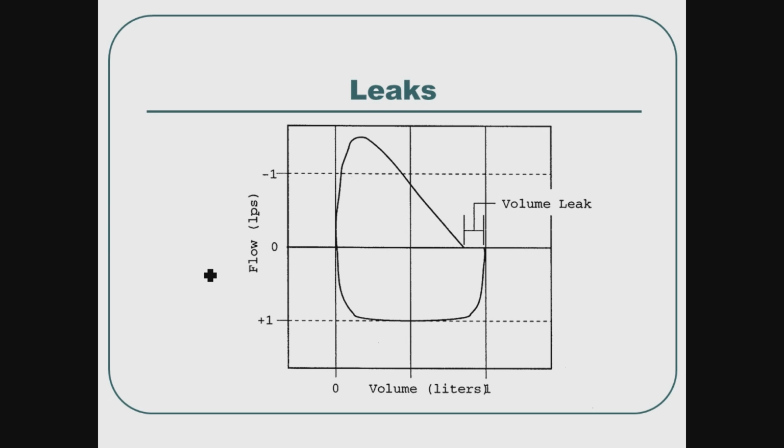Looking at a flow volume loop, my inspiratory flow curve is here. Here's my expiratory flow curve. The volume I'm putting in, 1 liter, is not the same volume that I'm seeing come back. So I know that I have some degree of leak present.